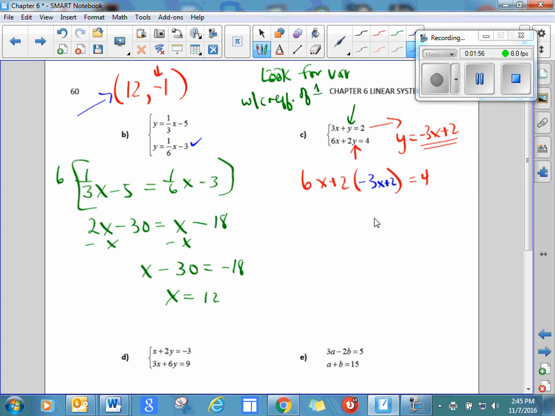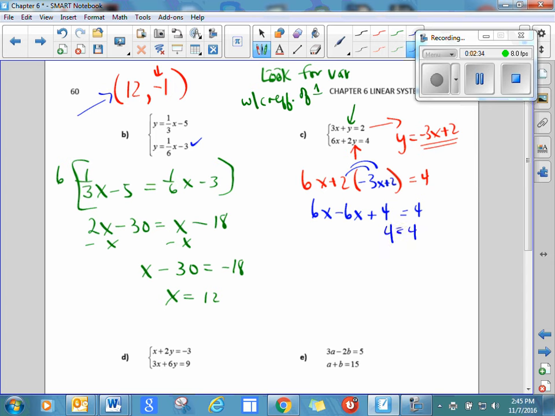So what does that do for me? It gets me down to 1 variable in this equation. So it doesn't always have to be y. If x had been alone, we could have substituted in for x. But once we have just 1 variable in our single equation, we can solve for it. So we've got distribution we need to do. So 6x minus 6x plus 4 equals 4. Right? I end up with the 6x's canceling each other out, and I get 4 equals 4.